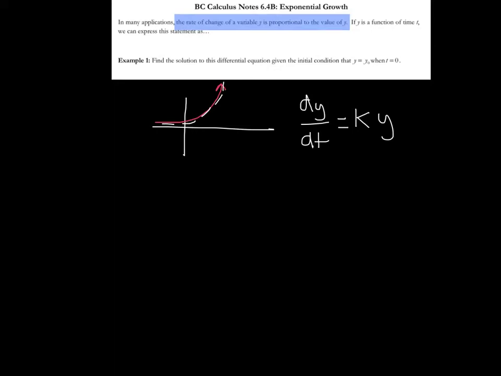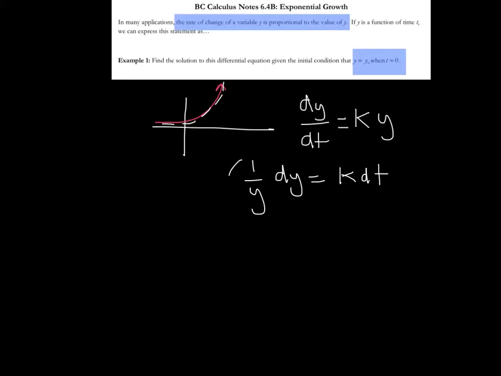All right, so now in example 1, it says find the solution to this differential equation given that the initial condition is right here: y is equal to y0 when t is 0. So that's what we want to do here. We've seen these before. What you want to do is separate the variables. So we're going to say 1 over y dy is equal to k dt.